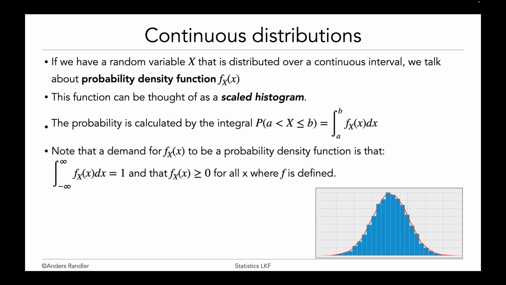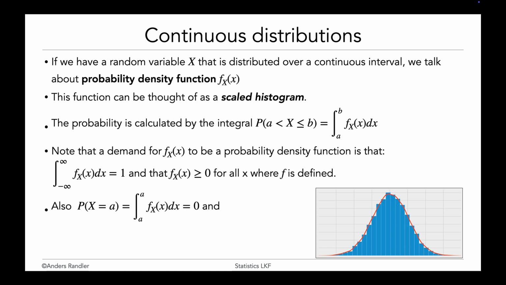And also remember that the demand for this to be a probability density function is, of course, that if you integrate from minus infinity to plus infinity, so that you actually take all possible values, you're checking all the area all the way, it should be 1. And this probability density function must of course be greater than or equal to 0 for all x's. Otherwise, I mean, it couldn't be below 0 because we're talking probabilities here.